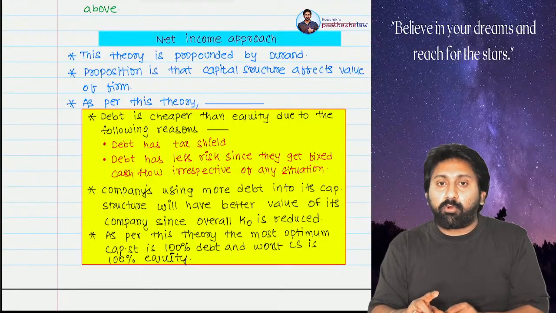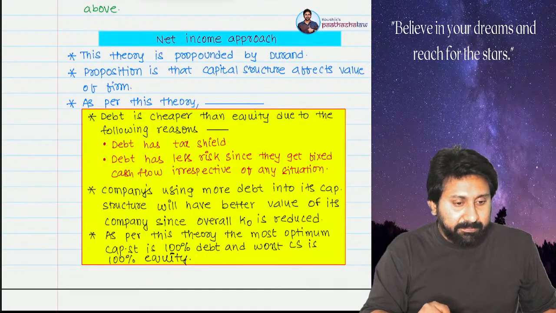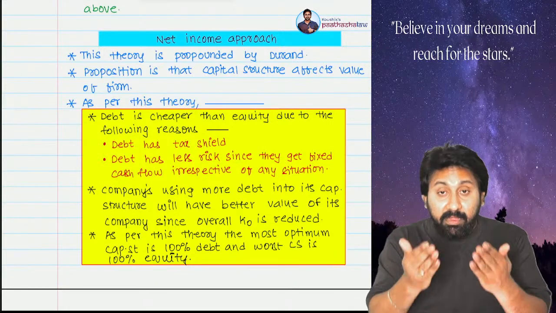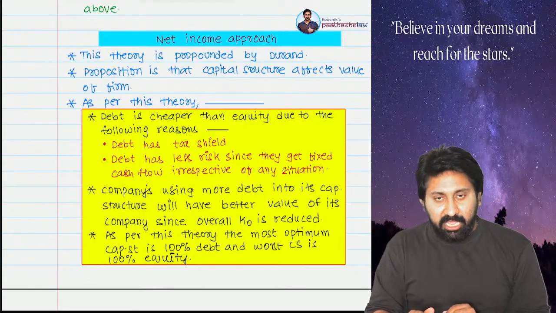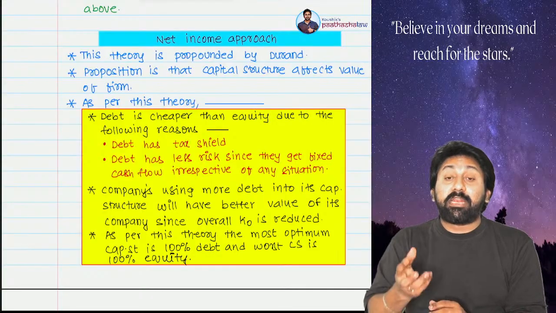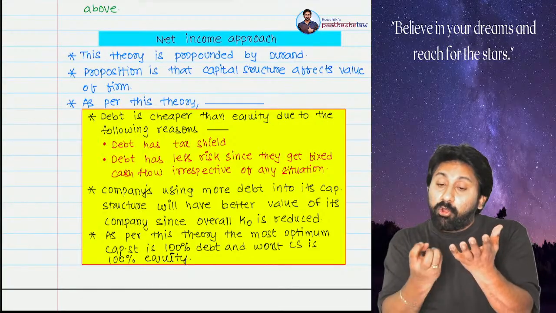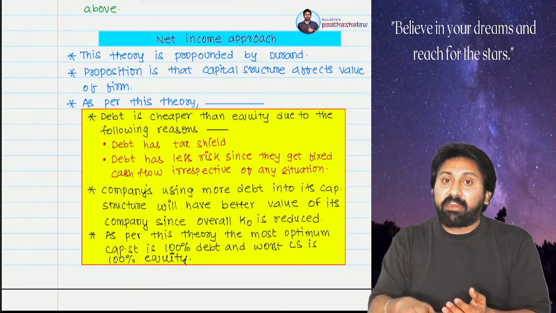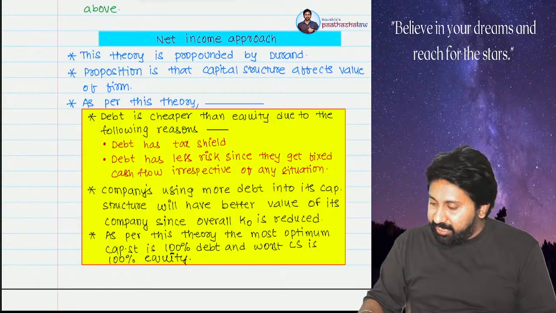Simply in a reverse way, KD is always cheaper than KE. Net income approach says that KD is always lesser than KE. Therefore, having more debt in the capital structure will lead to lesser KO. Higher equity, lower debt, higher KO. Higher debt, lower equity, lower KO. Lower the KO, higher the value of the company.